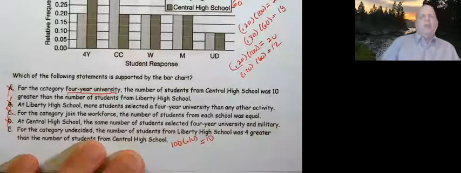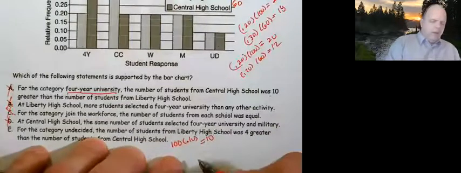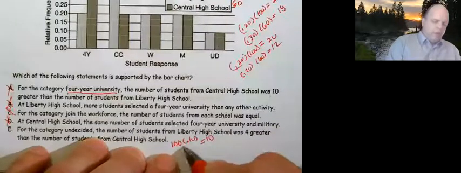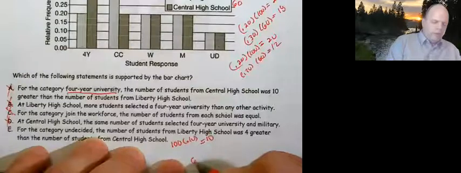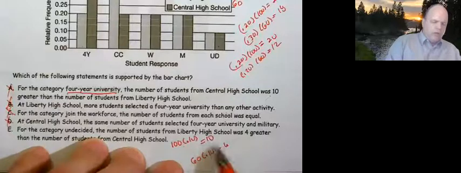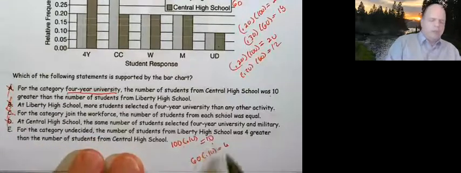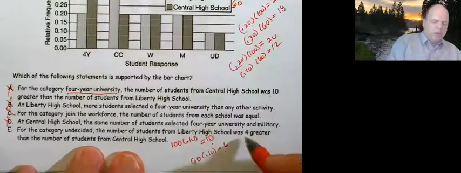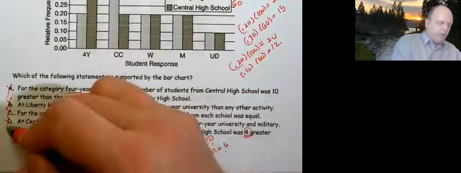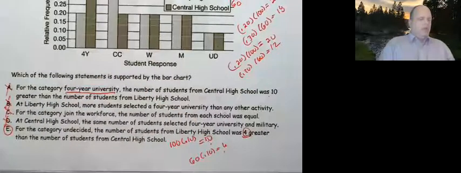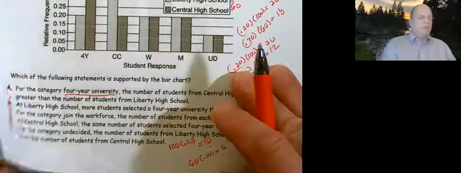And then I have to work with, that was for Liberty. And then for Central, they had 60 students times 0.10 equals 6. And sure enough, the difference between 10 minus 6 is 4. And they were asking for the 4 greater. So that is my answer to number 6. Number 6 was 4. All right, moving on.